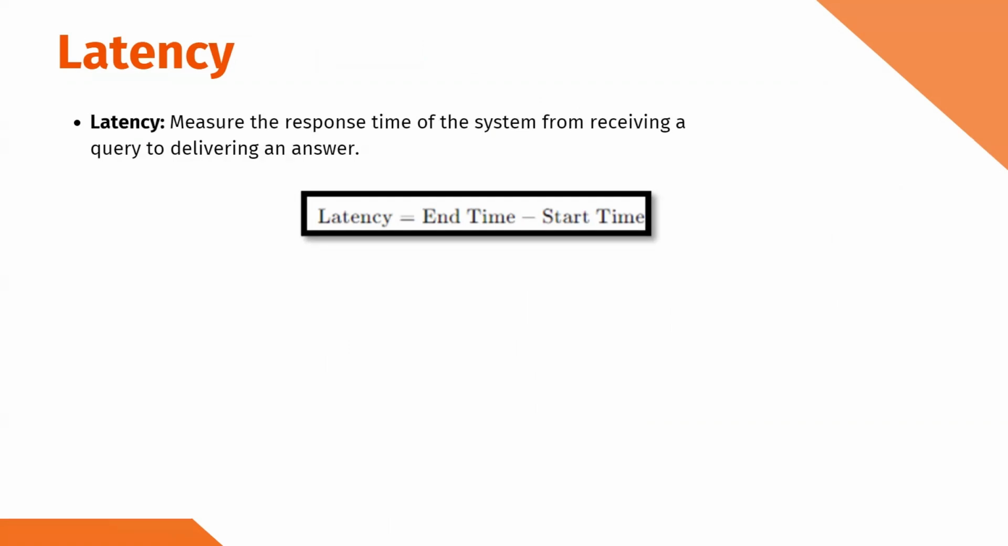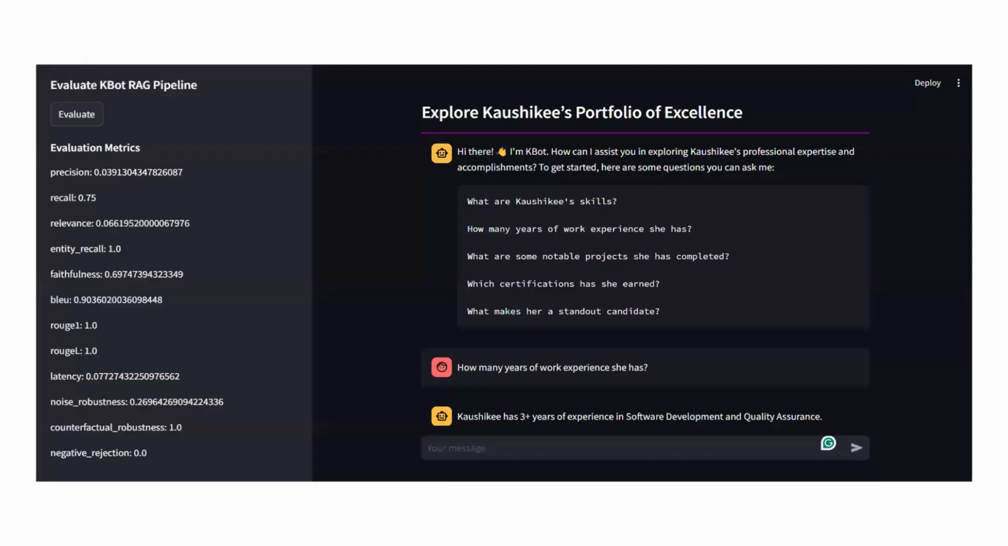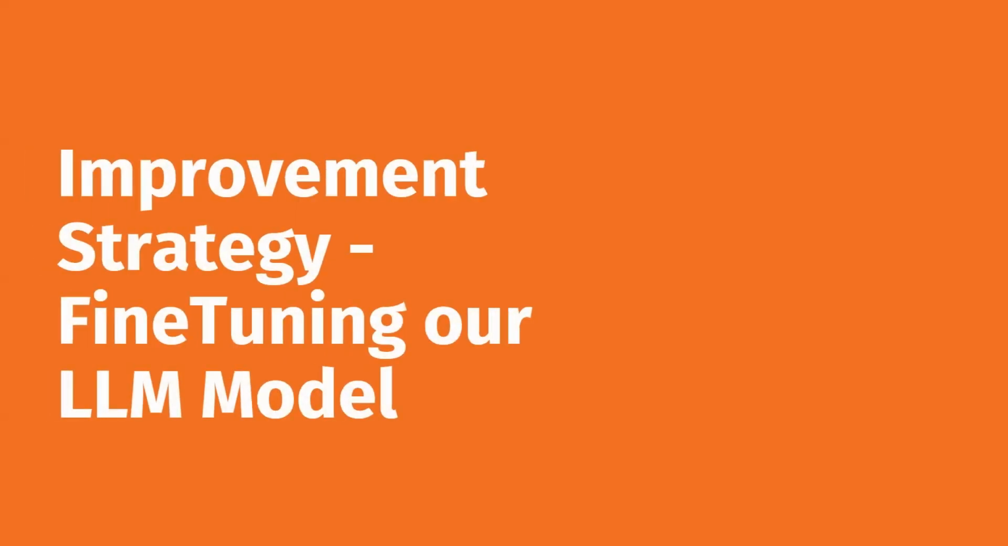And then we are utilizing all these metrics to evaluate the RAG pipeline. Here is the output we got. So we got recall score of 75%, entity recall of 100%, BLEU score of 90%, faithfulness of 69%, and very less latency and noise.